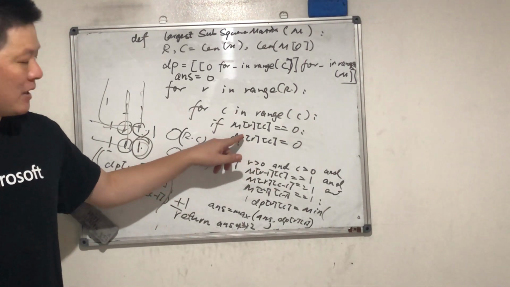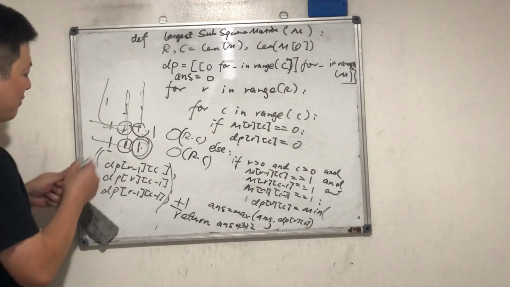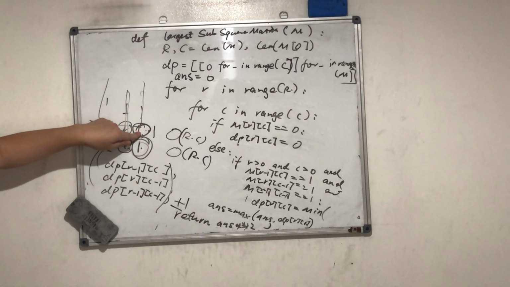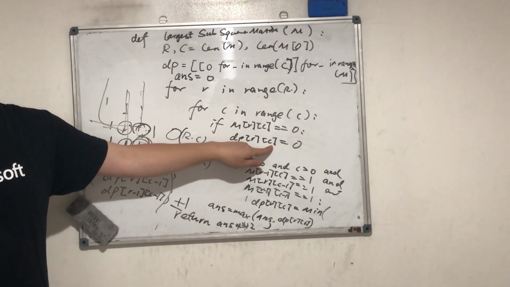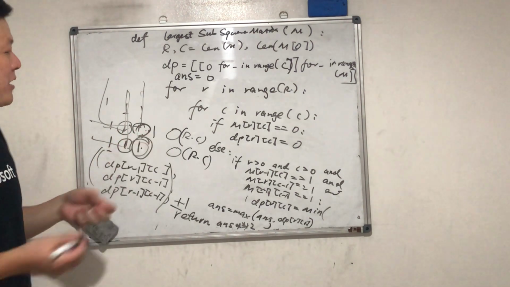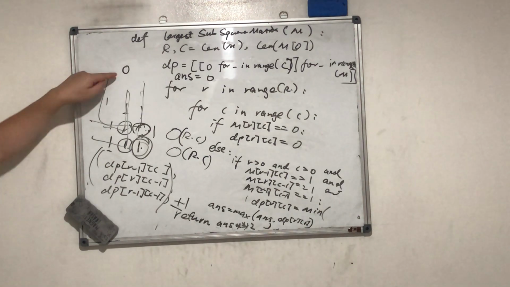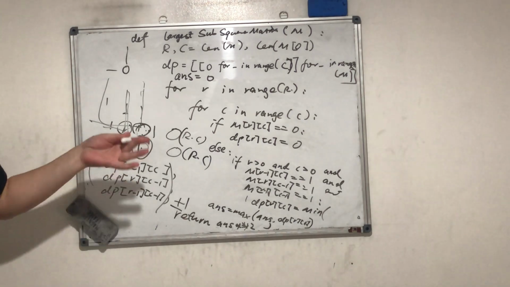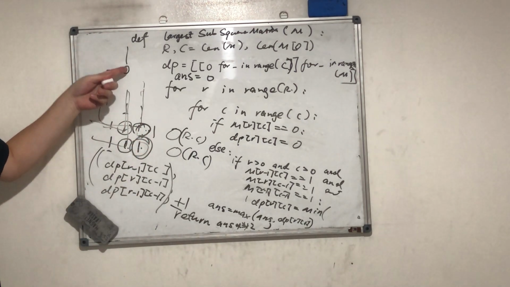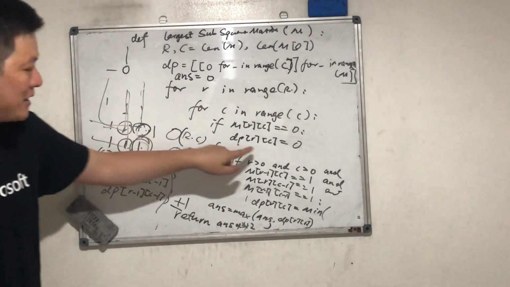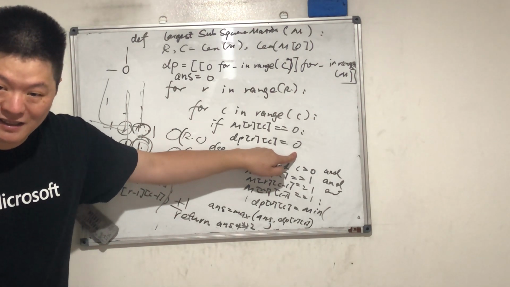Okay, and what's this part? If M[R][C] is 0, what does it mean? If this is 0, why do we need to set DP[R][C] equals 0? Because if it's 0, there's no side ending at RC, right? Because you can't find, look, this is 0. There's no way to find a matrix which ends here, right? Because this is 0. There is no way to construct a square matrix ending at this point, which is 0, right? Got it? That's why we set it to 0. Does it make sense?